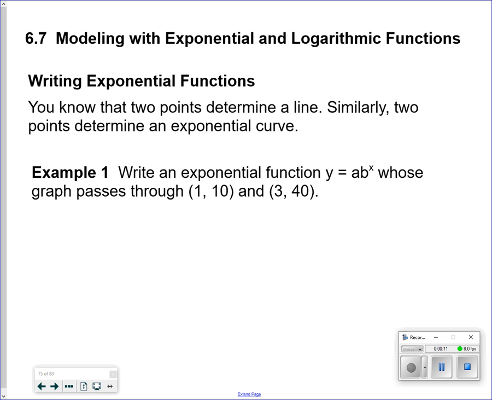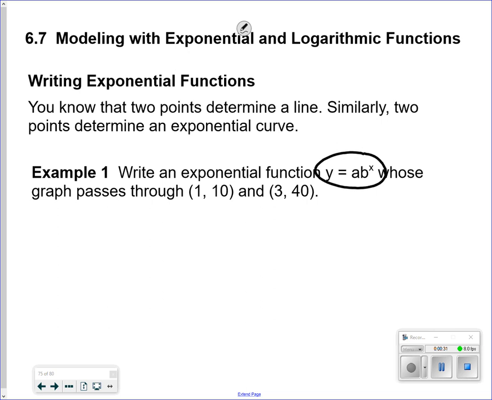This is the last section of Chapter 6. So we've been dealing a lot with exponents and logarithmic functions. You know that 2 points determine a line. Similarly, you need 2 points to determine a curve. So write an exponential function if you are modeling y equals a b to the x.